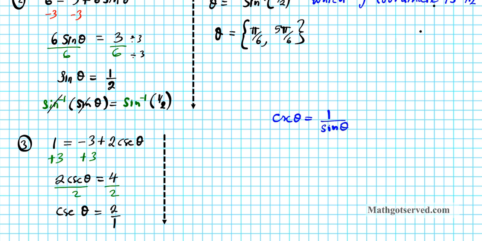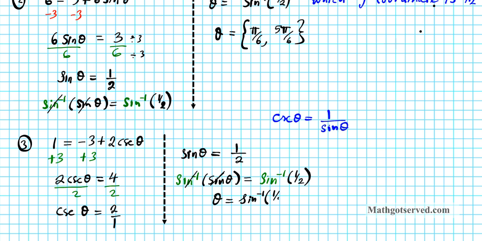All right, so let's go ahead and reciprocate both sides. If I reciprocate this, it's going to become sine theta equals 1 over 2. Okay, now to get theta isolated, we'll take the inverse sine of both sides. So inverse sine of sine theta is equal to the inverse sine of 1 over 2. Now this sine and inverse sine are inverse functions. They cancel each other out. So we have theta equals the inverse sine of 1/2.